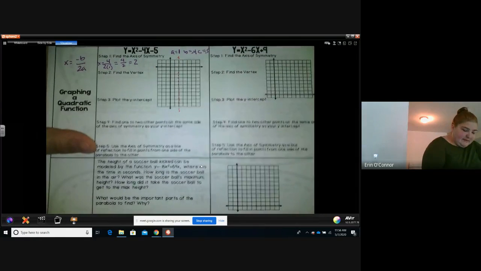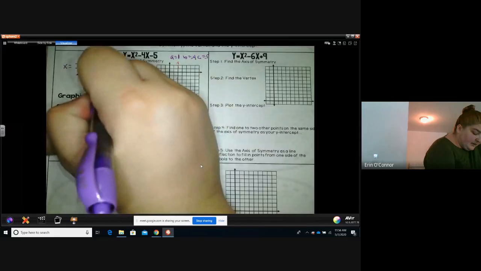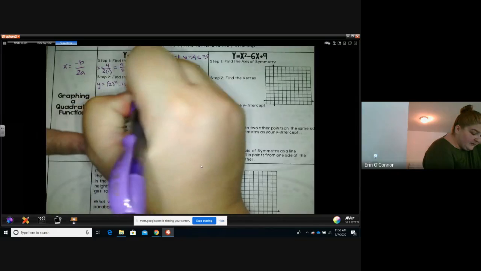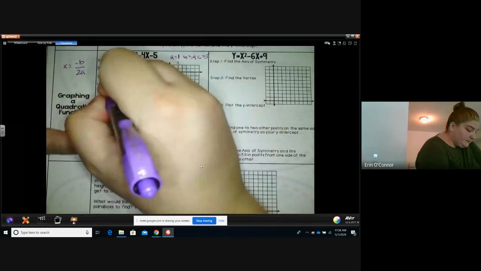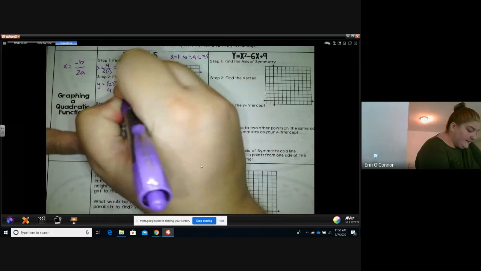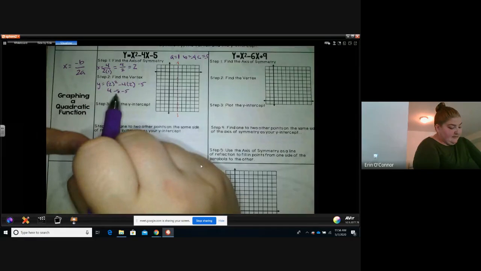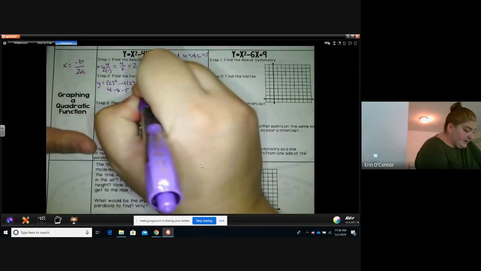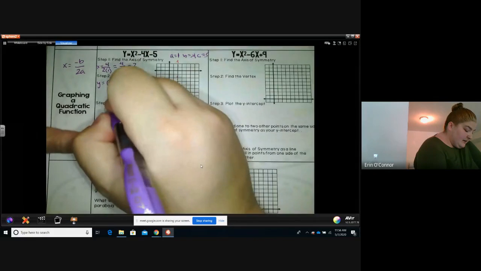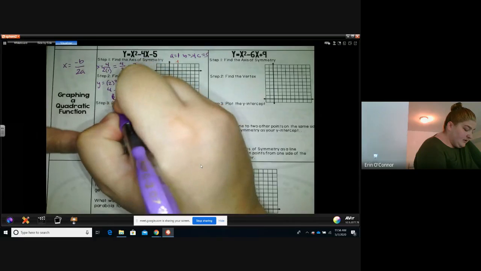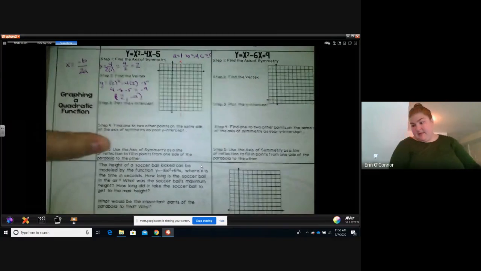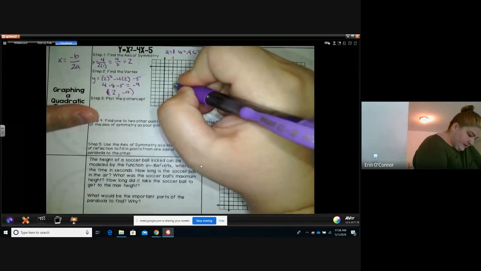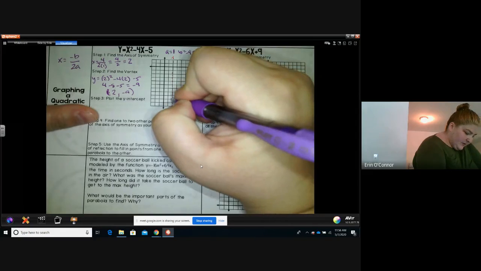Now to find the vertex, I'm going to plug 2 into my equation. So y equals 2 squared minus 4 times 2 minus 5. 2 squared is 4, minus 8, minus 5. So 4 minus 8 is negative 4. Negative 4 minus 5 is negative 9. So I get that my vertex is (2, negative 9). So we're going to put a point at (2, negative 9). It should be right here.